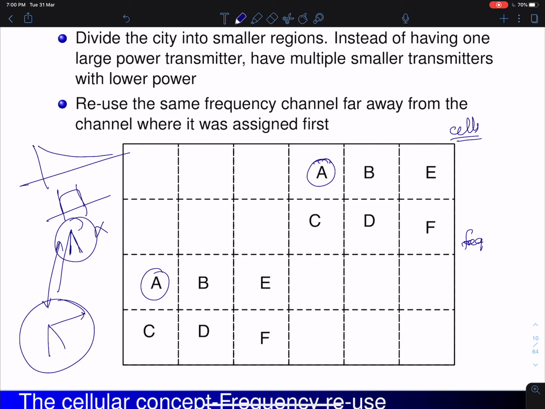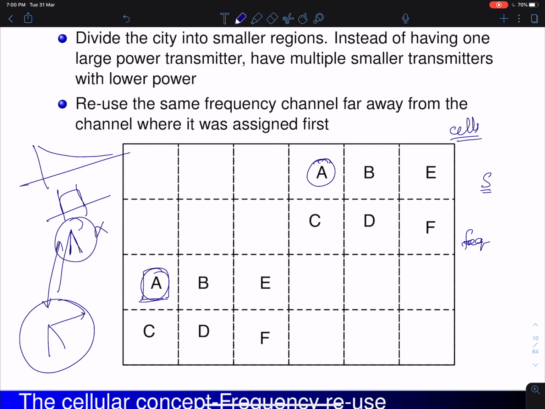He said, I can reuse the same frequency m number of times within a given region. If I reuse it more number of times, I'm supporting that many new users, so that way I could increase the number of users. That was the very clean and very simple solution for that problem. So now, let's say S is the total number of channels.